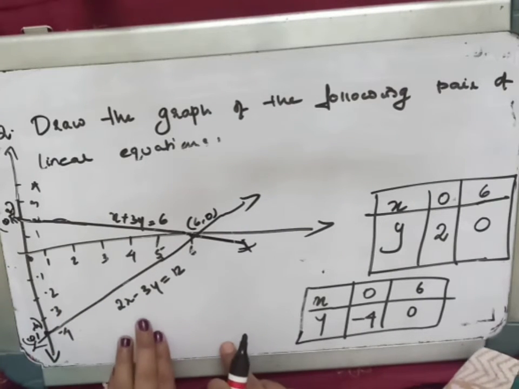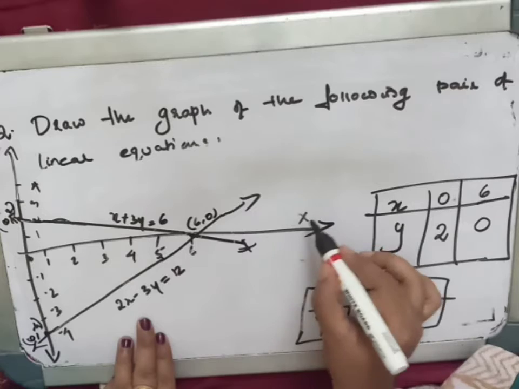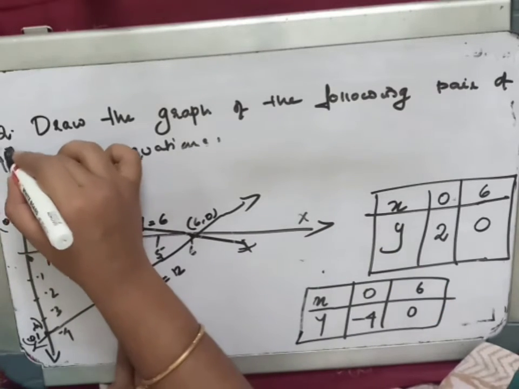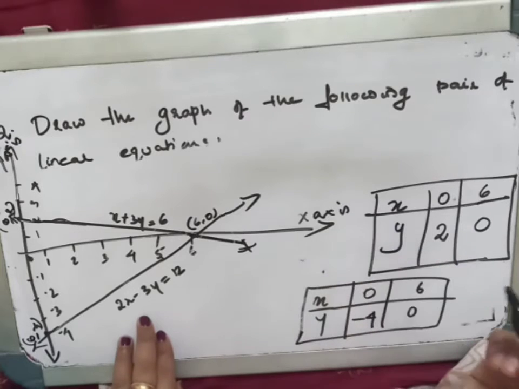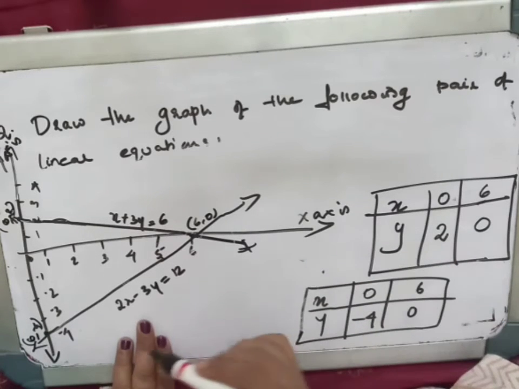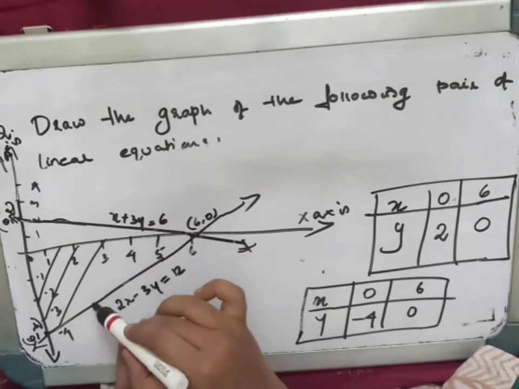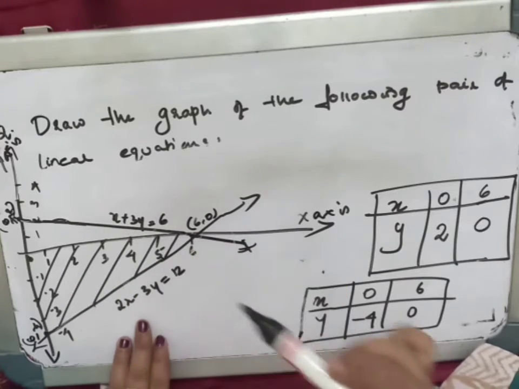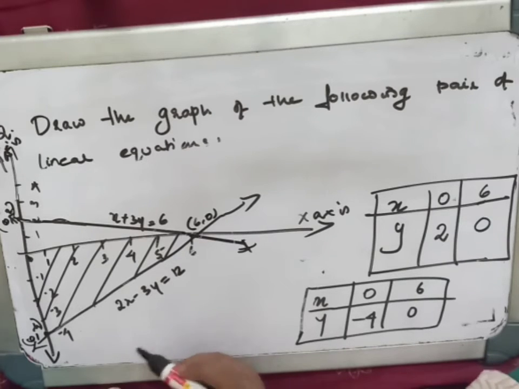Now the second part of the question: after drawing the graph, we have to find the area of the region bounded by x is equal to 0, that is the y axis, and y is equal to 0, that is the x axis, and the equation 2x minus 3y. Therefore we are supposed to find the area of this region, the region bounded by x axis, y axis, and the second equation. So let us see.